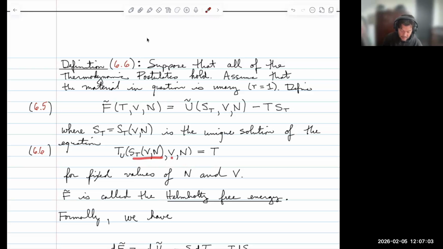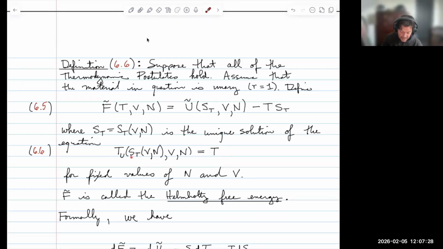S, T, V, N equal to T. So if you give me a value of T, it has to be in the range of the temperature function. Then I claim that I can always find a value of the entropy which inverts that function here.